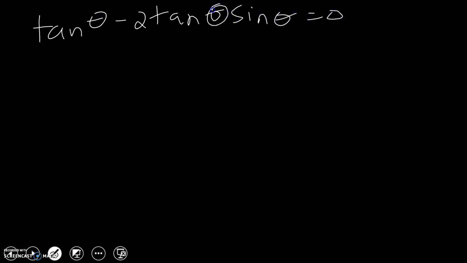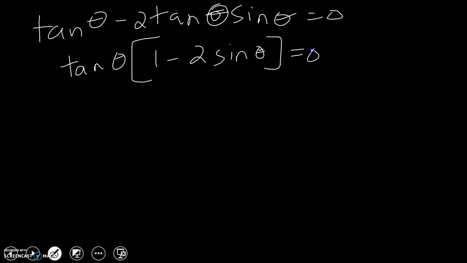Alright, we're going to do one more. Let's see what we got. So we have tan theta minus 2 tan theta sine theta equals 0. Again, very similar. You will need to factor out a tan theta. And if I factor it out, I get 1 minus 2 sine theta, which equals 0. So tan theta is equal to 0, and 1 minus 2 sine theta is equal to 0.